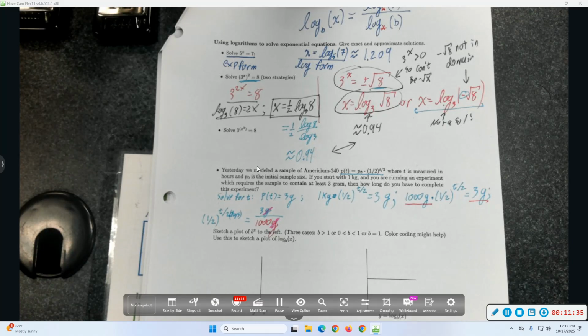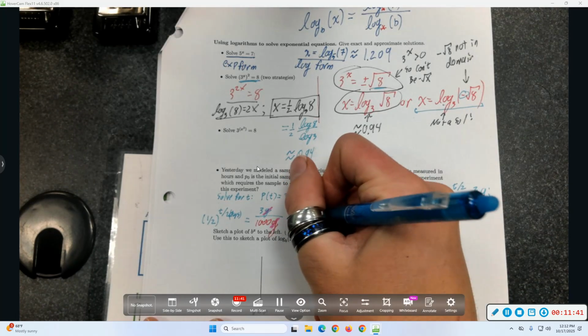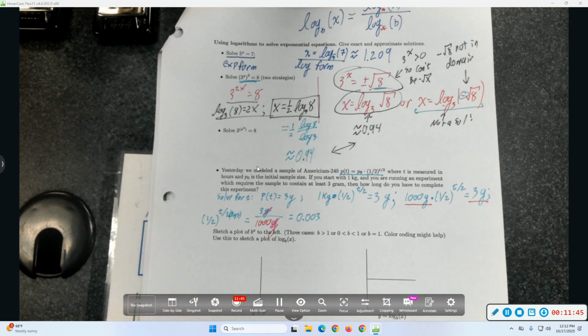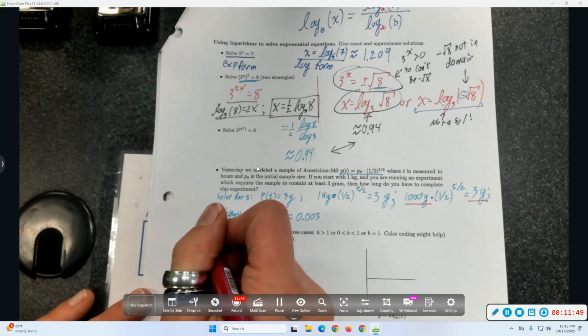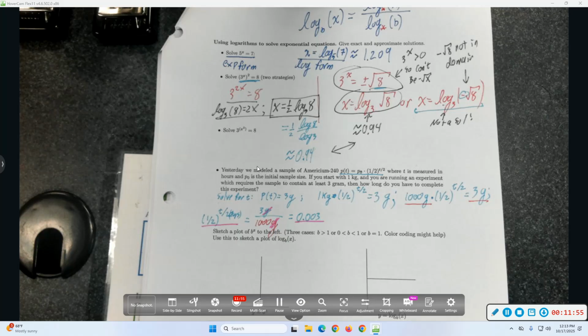Fraction. Cool. I don't care which. I'll put it as the decimal since that seems to be the preference. If you want to leave it as a fraction, leave it as a fraction. And notice, no more units. That's just 0.003. All right. So now I see 1/2 raised to the t/2 is equal to 0.003.